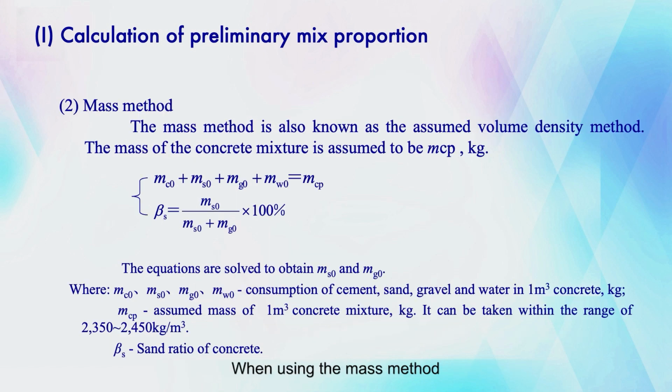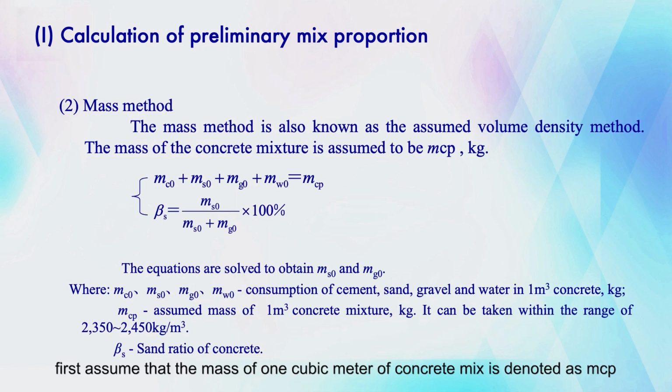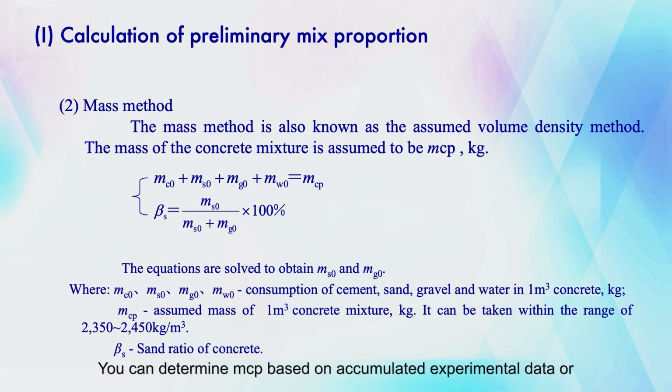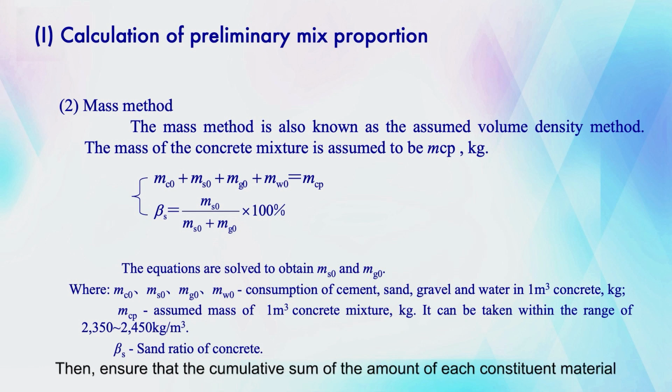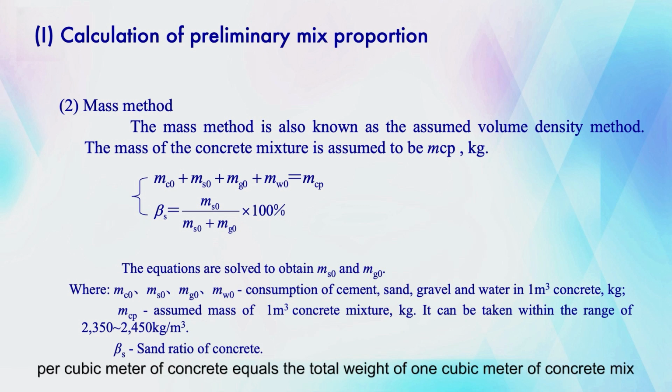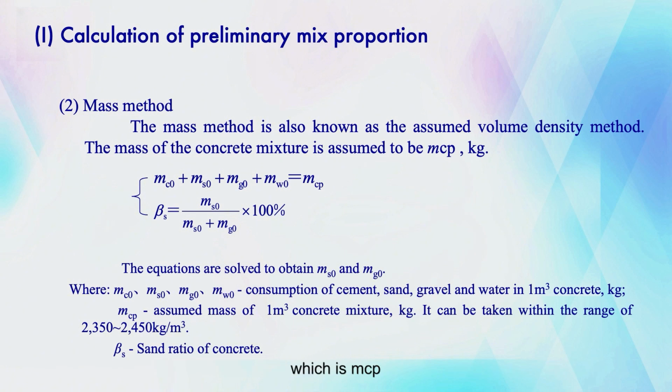When using the mass method, first assume that the mass of 1 cubic meter of concrete mix is denoted as MCP. You can determine MCP based on cumulative experimental data, or in the absence of such data, select a value within the range of 2,350 kg to 2,450 kg. Then, ensure that the sum of the amount of each constituent material per cubic meter of concrete equals the total weight of 1 cubic meter of concrete mix, which is MCP.